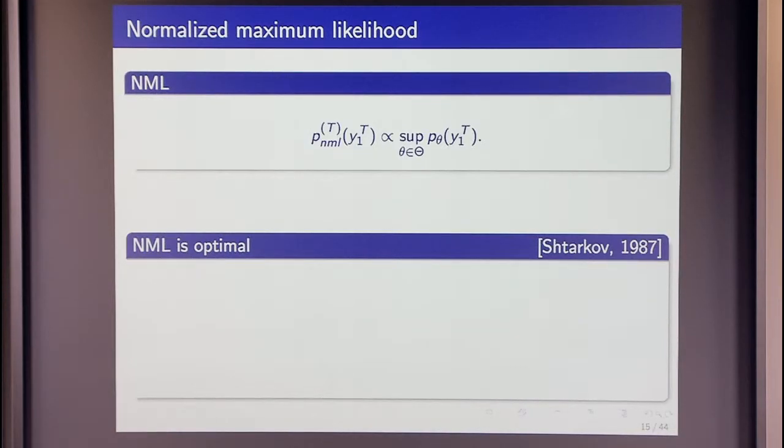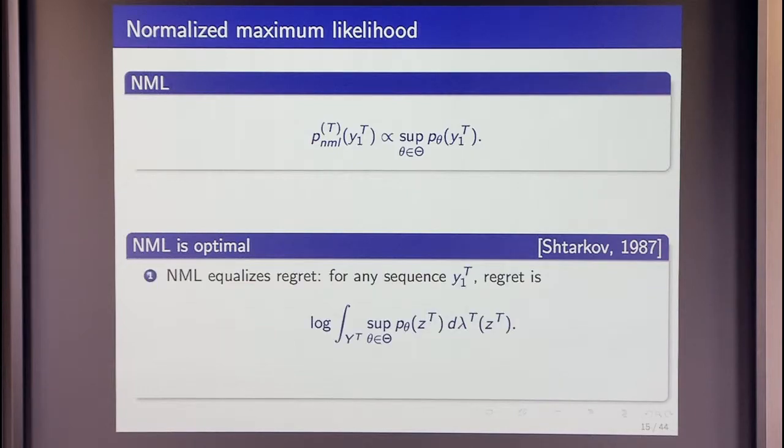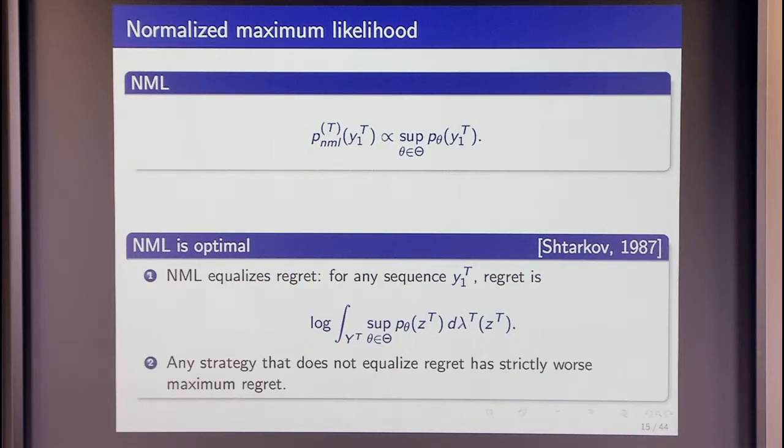And Shtarkov showed this was optimal a long time ago. Very simple proof that involves showing that every sequence has equal regret for this strategy, and so anything that doesn't equalize regret necessarily has some sequence for which its regret is larger.